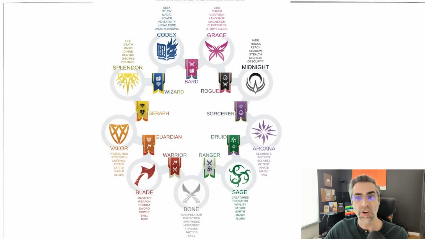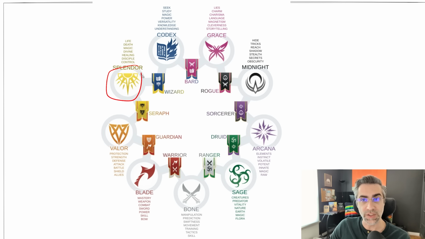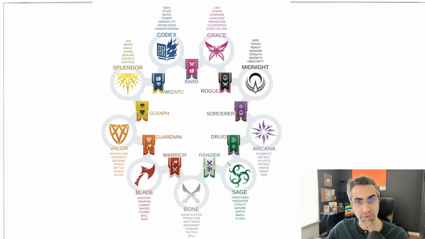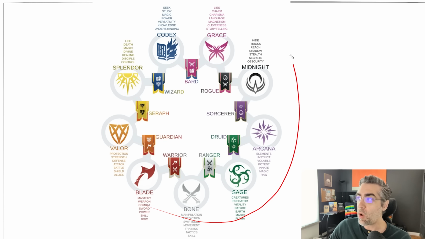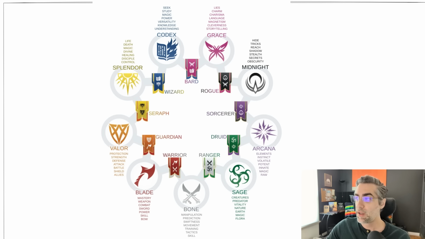Now, these domains aren't character classes themselves, but rather power sources and categories of ability that, when put together, create the identity of a class. For example, the Wizard is the combination of Codex and Splendor. The Ranger is the combination of Bone and Sage, and so on and so forth. And in the first book, we just have one class for each 2-domain permutation along this ring.